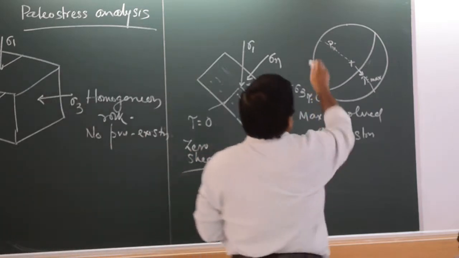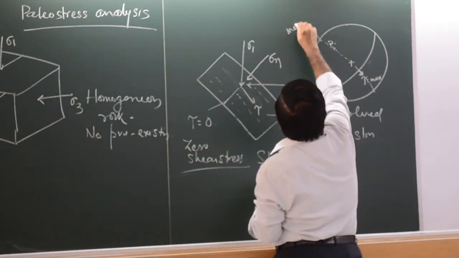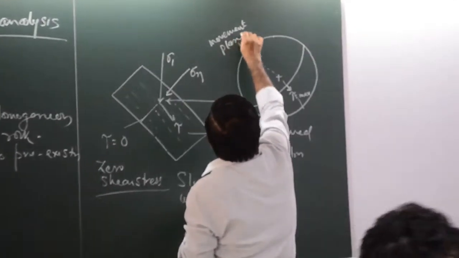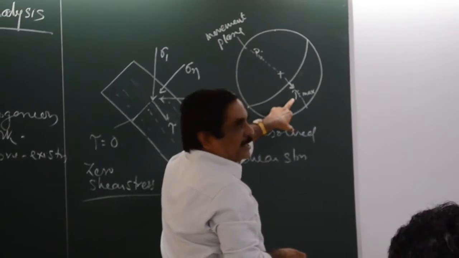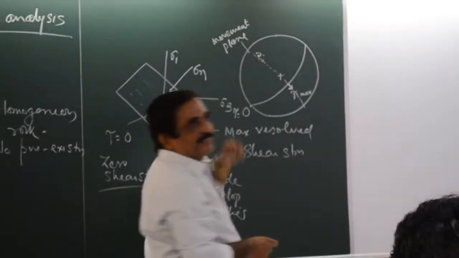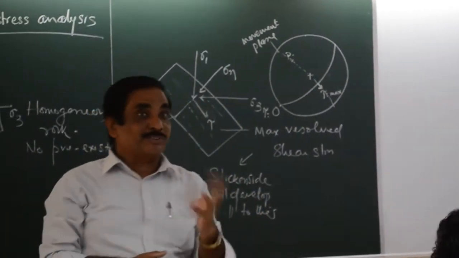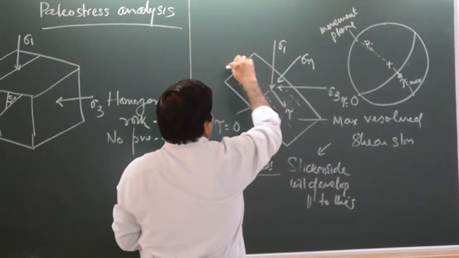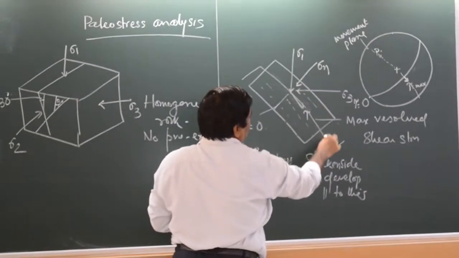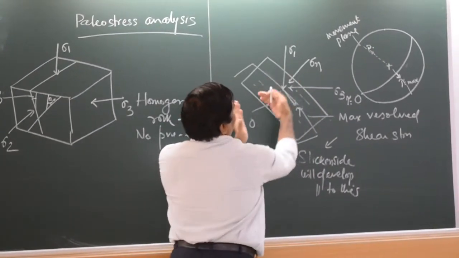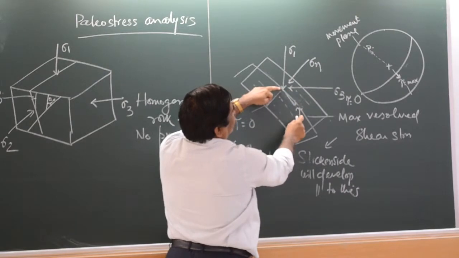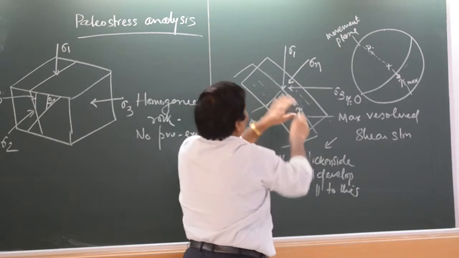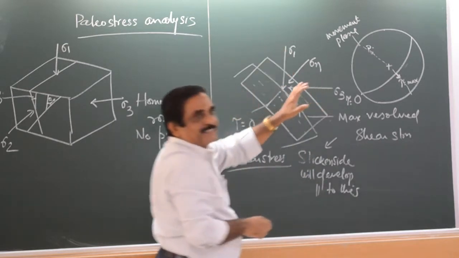So this is the movement plane, and it is very important. The movement plane contains your P max pole. Sigma 1 and sigma 3 will also come from here. The movement plane will contain the stretching lineation and it will contain the pole. So this will also carry sigma 1 and sigma 3.